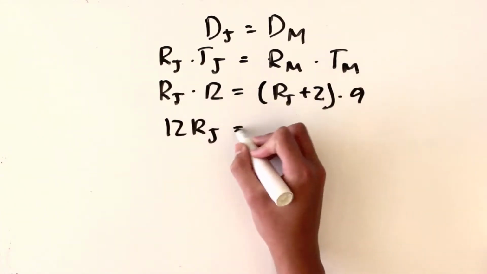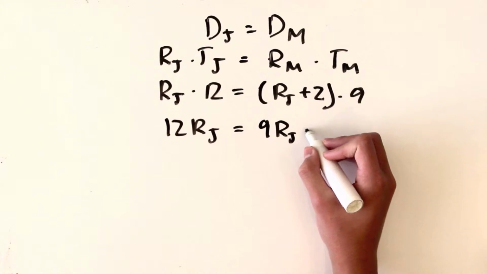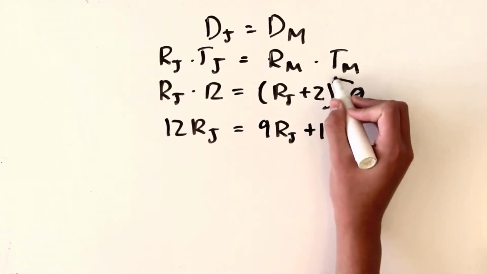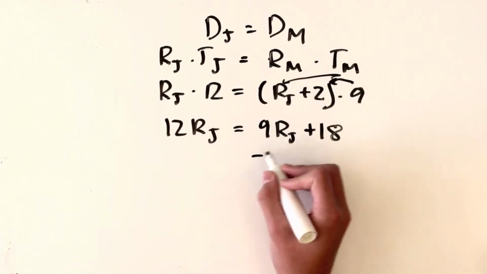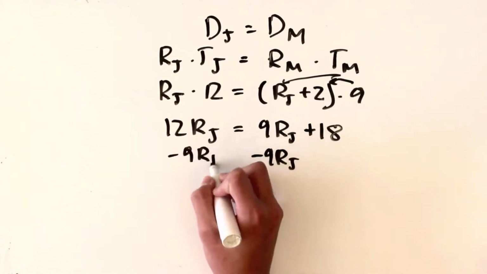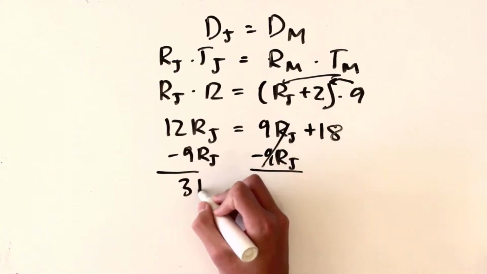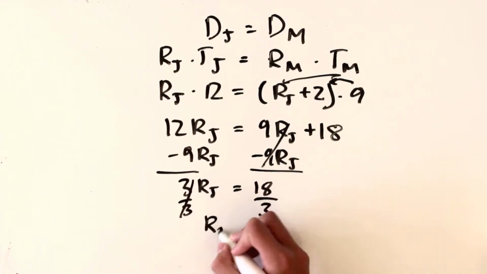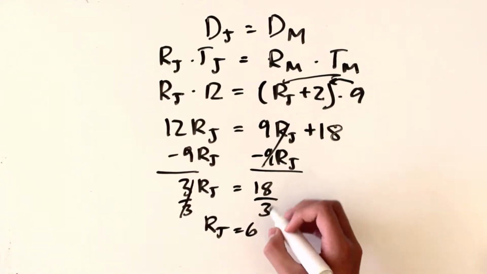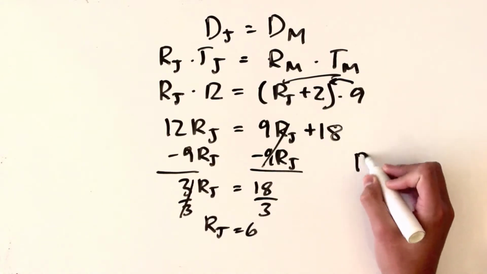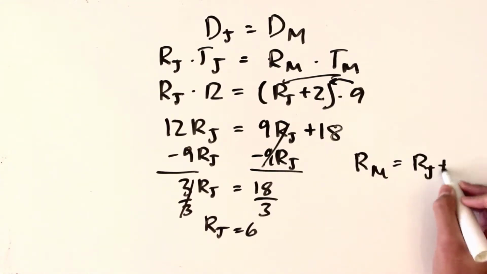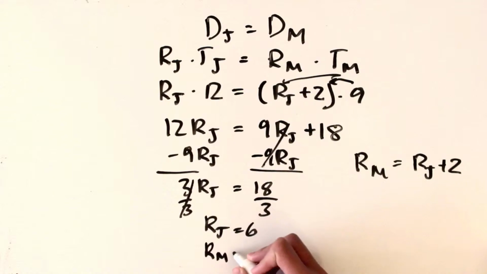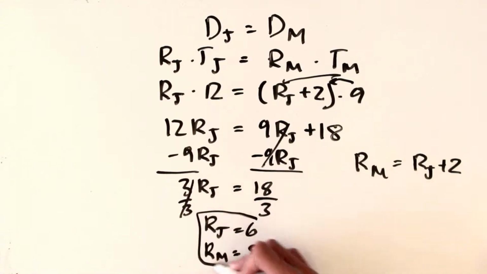So that would be 12 r sub j equals 9 r sub j plus 18 because of the distributive property. Now we subtract 9 r sub j from both sides and we get 3 r sub j equals 18. Now divide both sides by 3 and we find out that r sub j is 6. The problem also asks what Mark's rate was, so we add 2 to that answer. So that means r sub m is 8, and those are our 2 final answers.